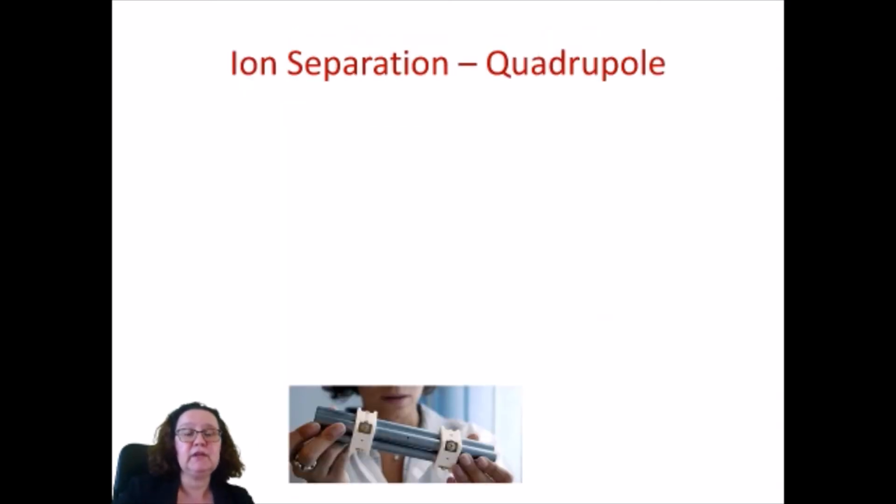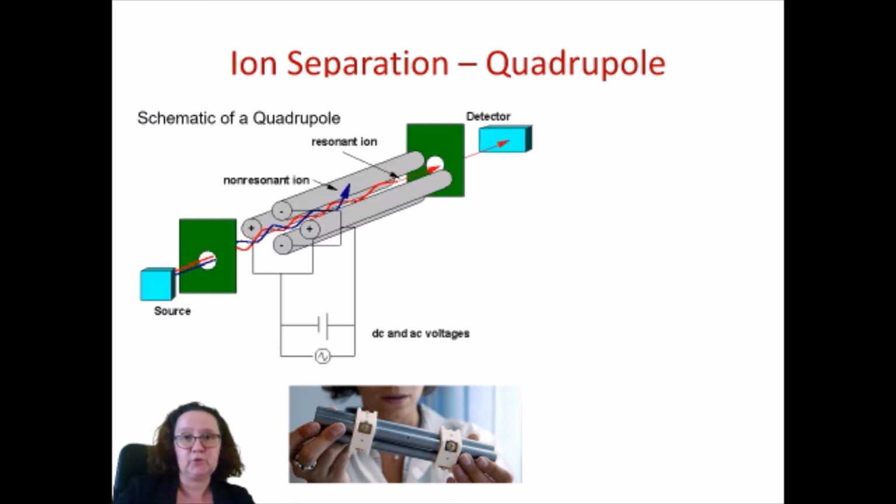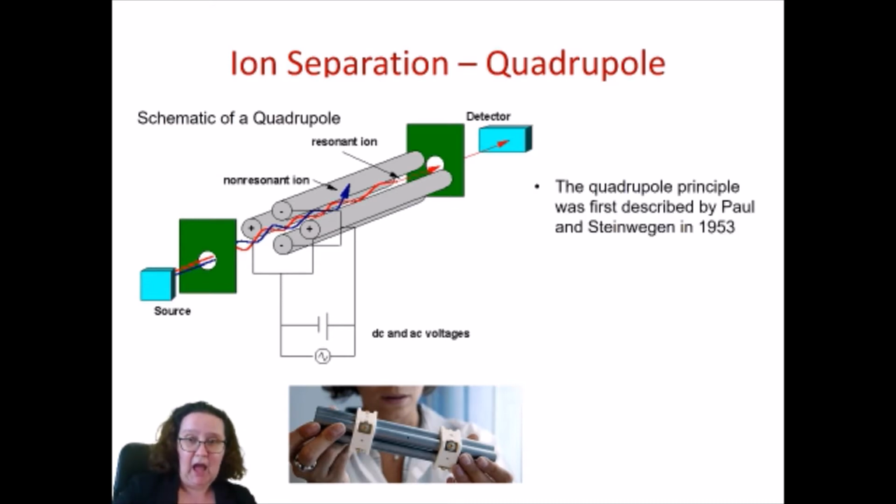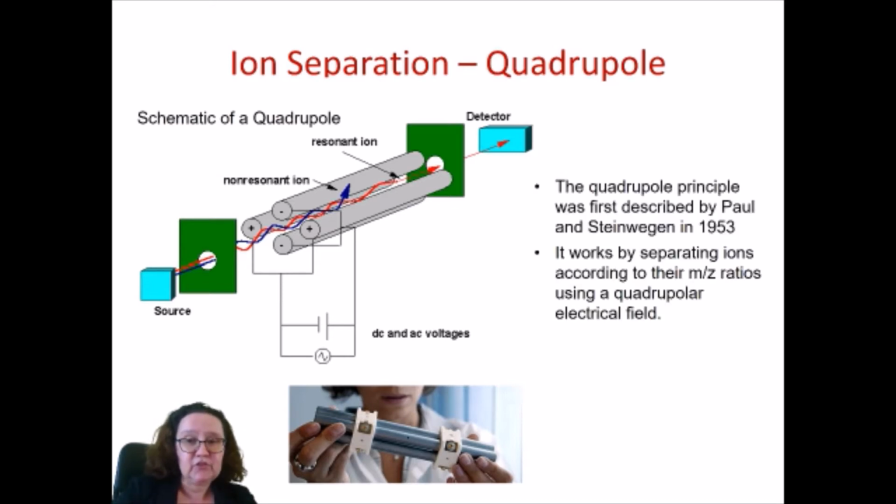Another popular technique for ion separation using mass spectrometry applied to the study of proteins is a quadrupole. This is a schematic diagram of how a quadrupole looks. It was first described in the mid-1950s, and it works by separating the ions according to the mass to charge ratios using a quadrupolar electrical field.